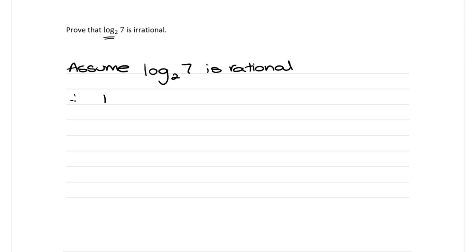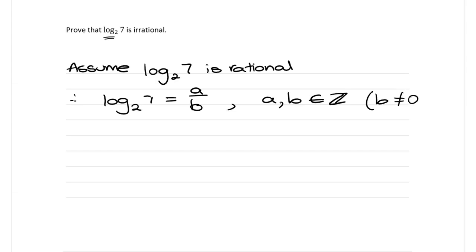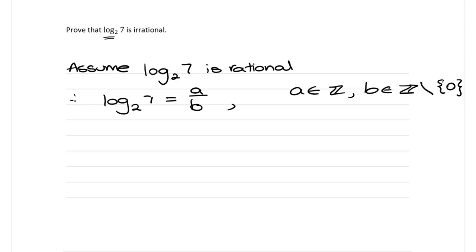So that means that log base 2 of 7 could be written as a fraction, a over b. And that would mean that a and b are elements of the integers. But technically b can't be equal to 0. So perhaps if you wanted to be a bit more specific with that, you could say a is an element of the integers and b is an element of the integers, but take away 0 as an element. Okay, so we've got log base 2 of 7 equals a over b.